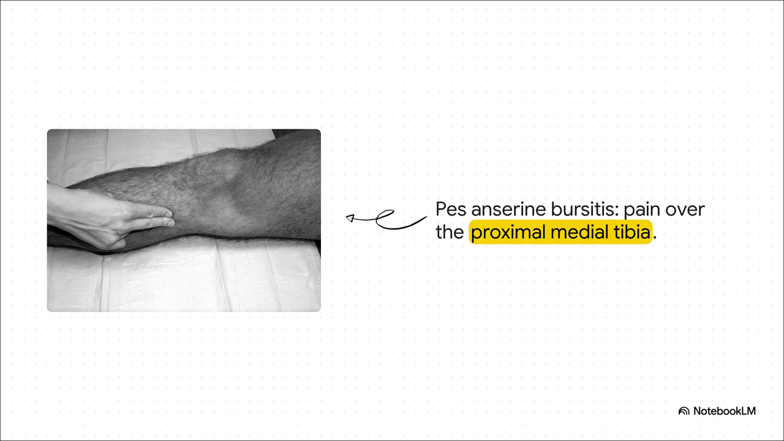And this picture, it shows the location of pes anserine bursitis perfectly. See how it's not actually in the joint? It's a few centimeters below it, on the inside of the shin bone. This thing is a classic mimic, especially in runners or people with some arthritis. It fools a lot of people into thinking the problem is inside the joint, when it's actually not.